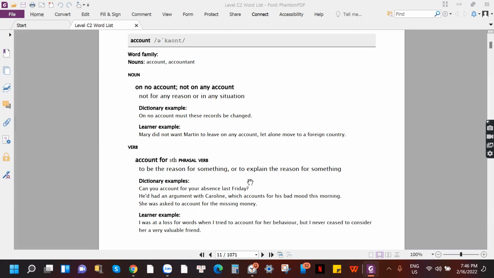So right now, whenever you want to say that this is a reason for something, please try to use the action verb account for. Whenever you want to say, I just do it for no reasons, don't use the word for, no reasons. Don't think of the word reason anymore. Try to think of the word account instead.